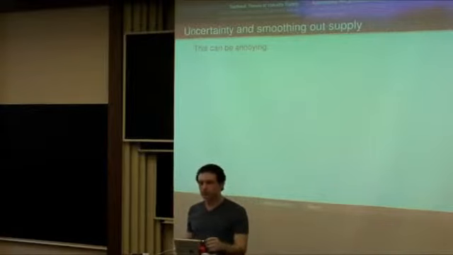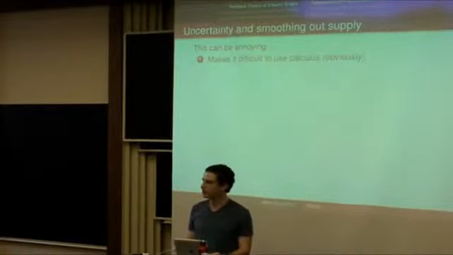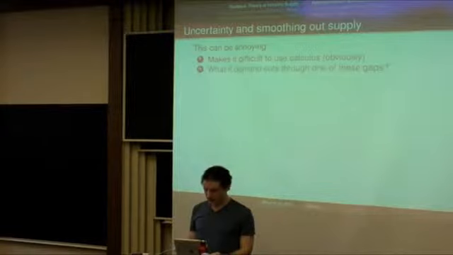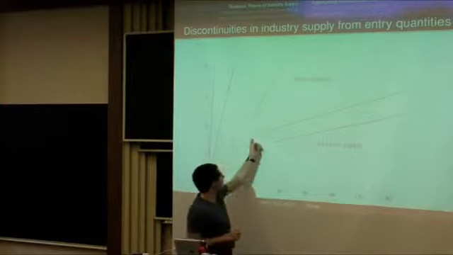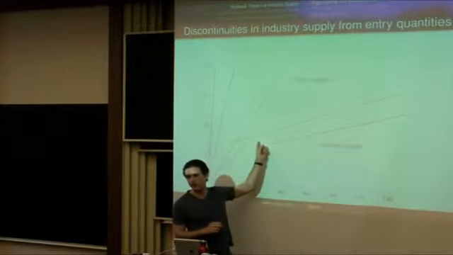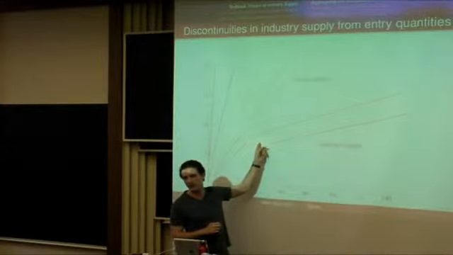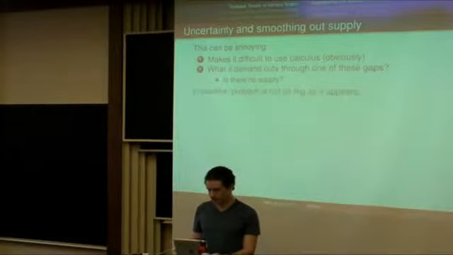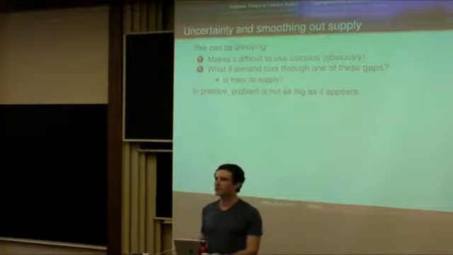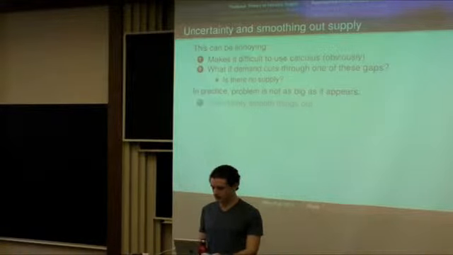Okay, so this can be annoying because it makes it so that we can't use calculus. It also is annoying because imagine that you had a demand curve that cut through this industry supply function at this point, right? Well, the industry would never supply something in between here. So it's not really clear that you could have an equilibrium in that case, or what would happen. So in practice, this problem is not nearly as bad as it appears.